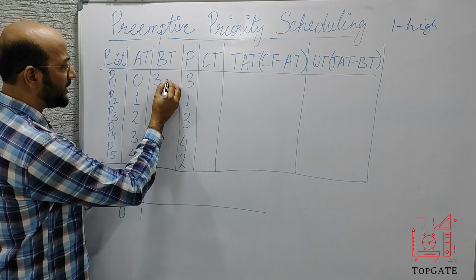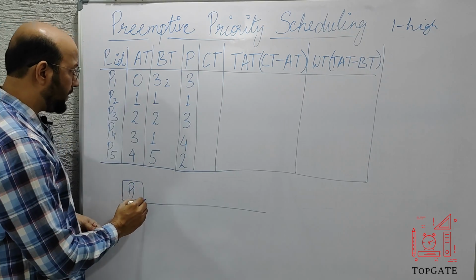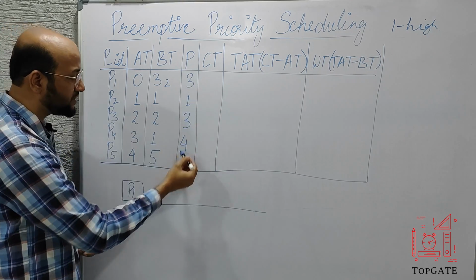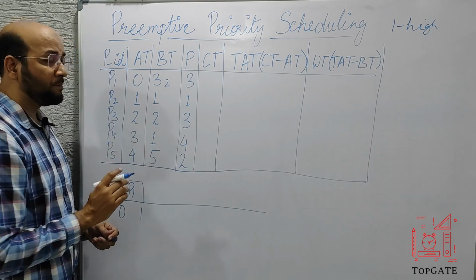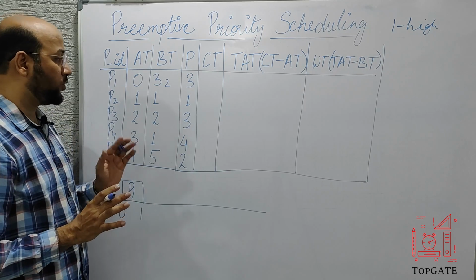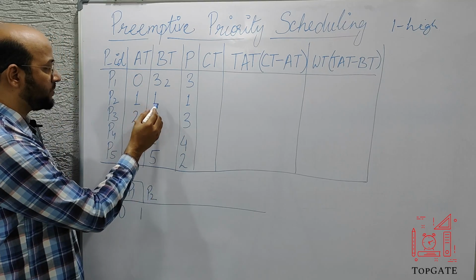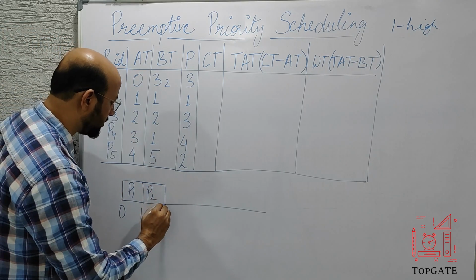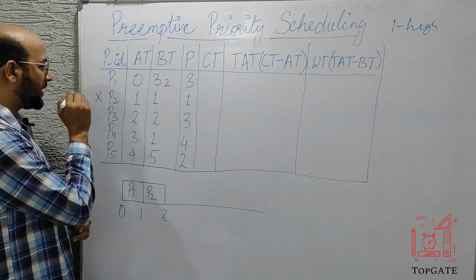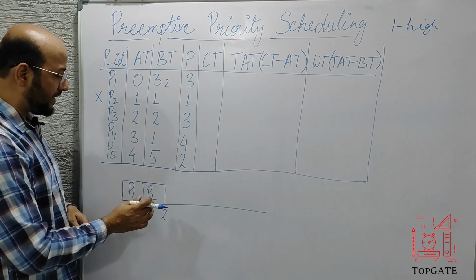So how many are left? I'll write 2 here. P1 has done 1, and now P2 will take over the CPU, and since P2's priority is the highest among these processes, P2 will not be preempted. No process will be able to preempt P2. So P2 will take over the CPU, and it requires a burst time of 1. It will complete its 1 unit at time 2. So P2 has completed, and it will go out of the system. P2 does not exist in the RAM at all now. So currently we are at time 2.